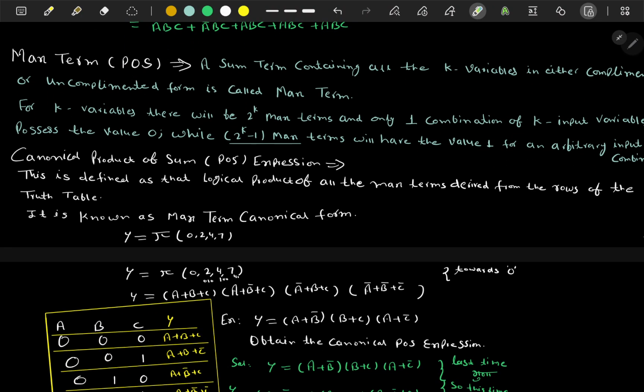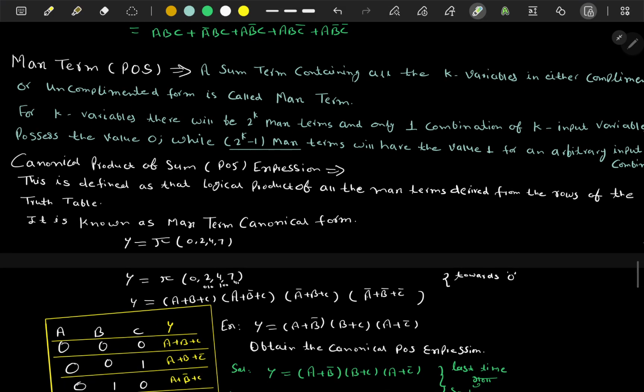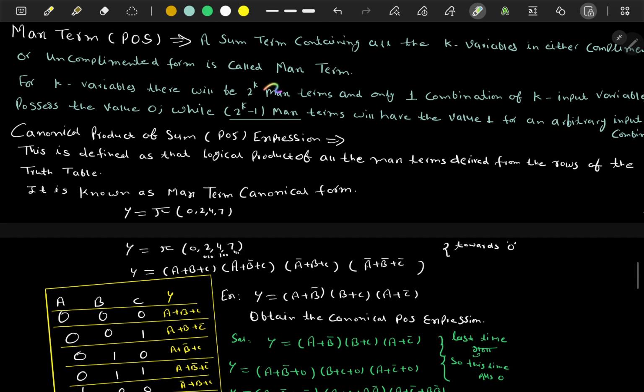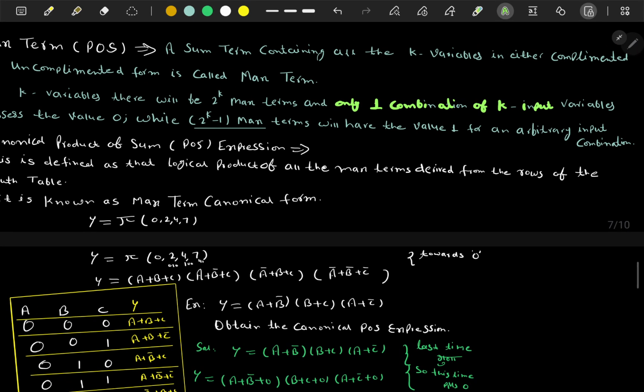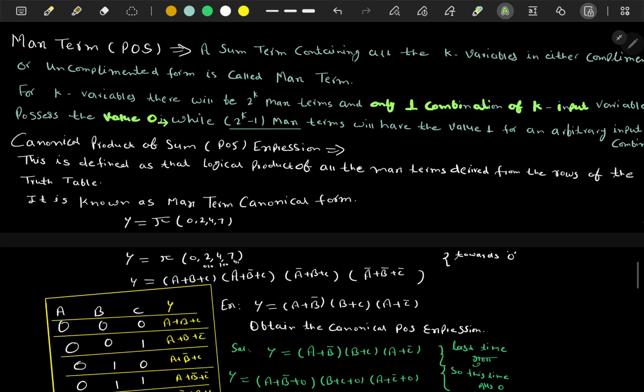Now min term and max term, product of sum. Max means product of sum, min means sum of products. In sum of products, min term, we are running towards 1. In POS form, we will be running towards 0. It will be the same, containing all the k variables, in complementary complete form. Next is the 2 to the power k term. Only one combination of k input variables possesses the value 0. Here only one will be 0 and all others will be 1. So here we run towards 0.